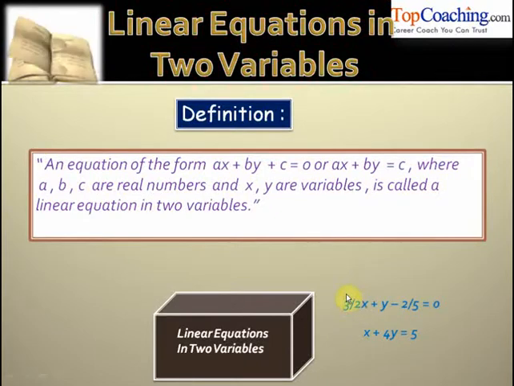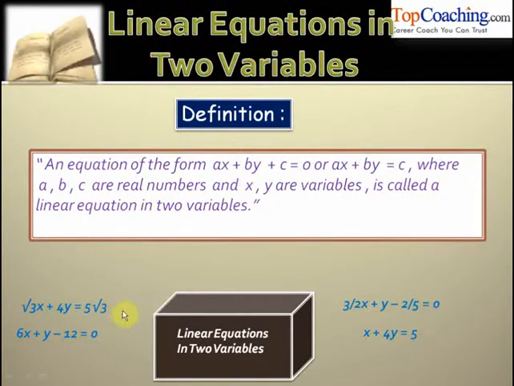Here the coefficient of x is 3 by 2, coefficient of y is equal to 1, and c, which is a constant term, is actually equal to minus 2 by 5. One more example could be 6x plus y minus 12 equal to 0. Here again we see that a is equal to 6, b is equal to 1, and c is equal to minus 12. And another example of a linear equation could be root 3 times x plus 4y equal to 5 root 3. So these are some of the examples of linear equations in two variables.